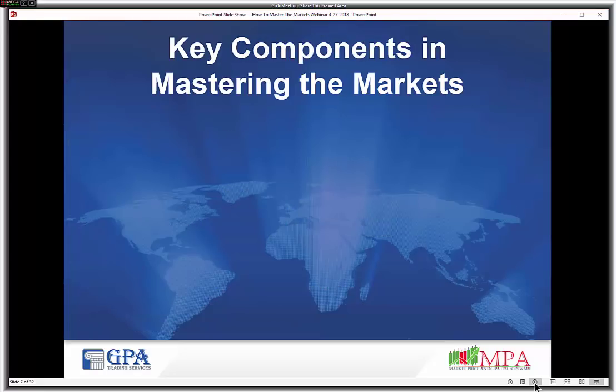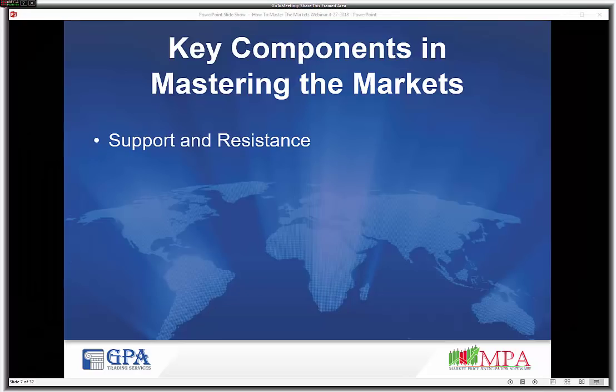Now, some key components when mastering the markets that you need to take into consideration. That includes support and resistance. Everyone knows support and resistance is very important, and we're going to show you why our software has built-in support and resistance. Next up is the trend direction. It's not only important to know the direction of the trend, but the momentum and how strong that trend is. And our software adheres to that as well.